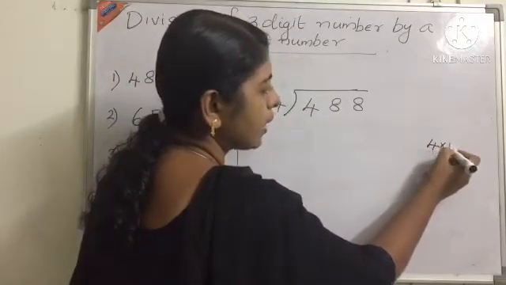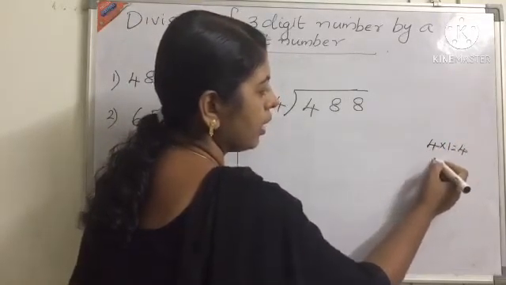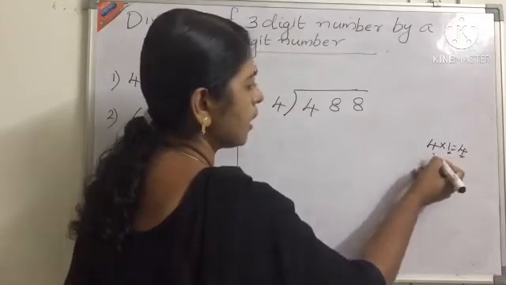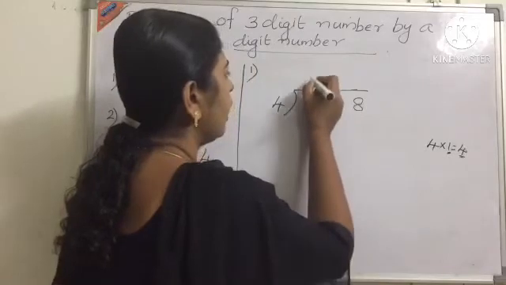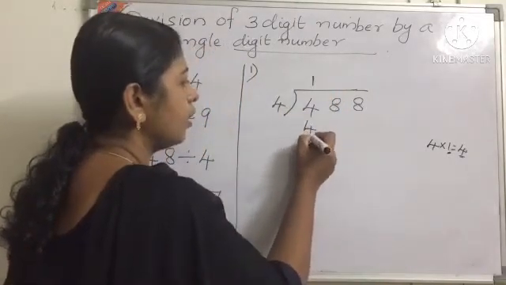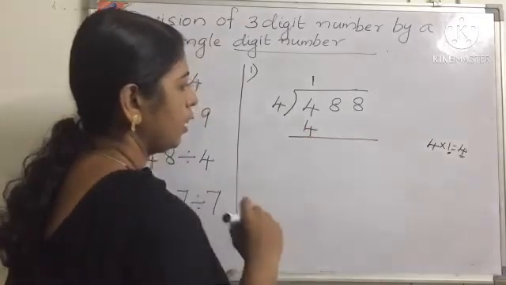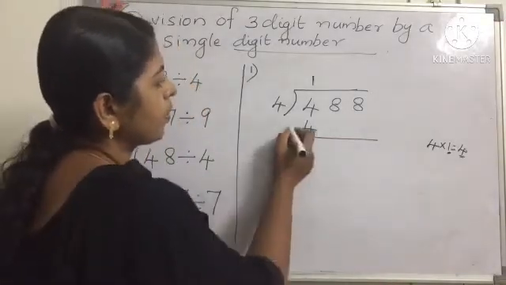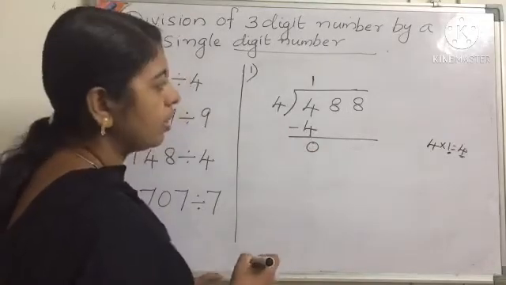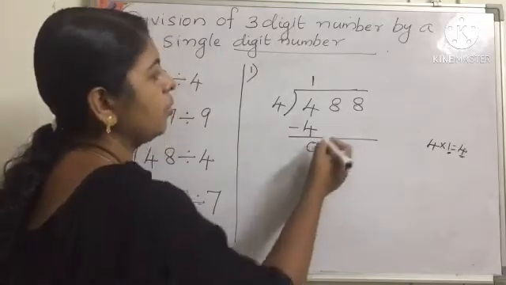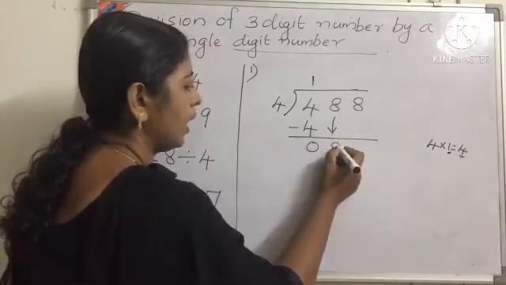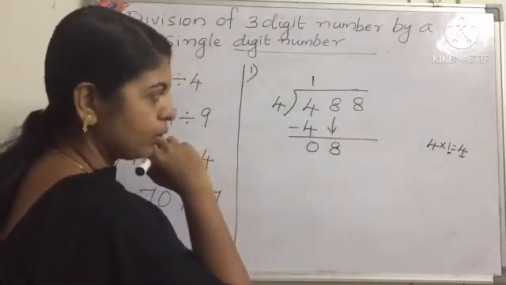4 ones are 4. We got 4 now. How many times? It's 1. So above the 4 we write 1, and here it's 4. Then what to do? 4 minus 4 is 0. Then what is the next step? We write the next digit down. It's 8.